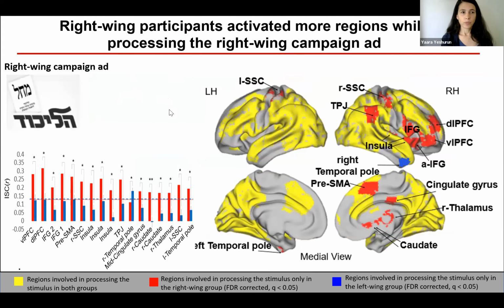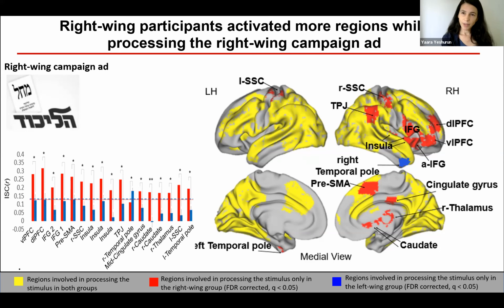Now let's move on to the right-wing campaign ad. What you can see here is that in addition to these yellow regions that were involved in processing the stimulus in both groups, there were quite a lot of regions, including regions in the default mode network, such as TPJ or the bilateral temporal pole, and also, surprisingly, regions within the somatosensory cortex and premotor cortex that were involved in processing the stimulus only in the right-wing group and not in the left-wing group. And you can see it also here in the bar graphs.